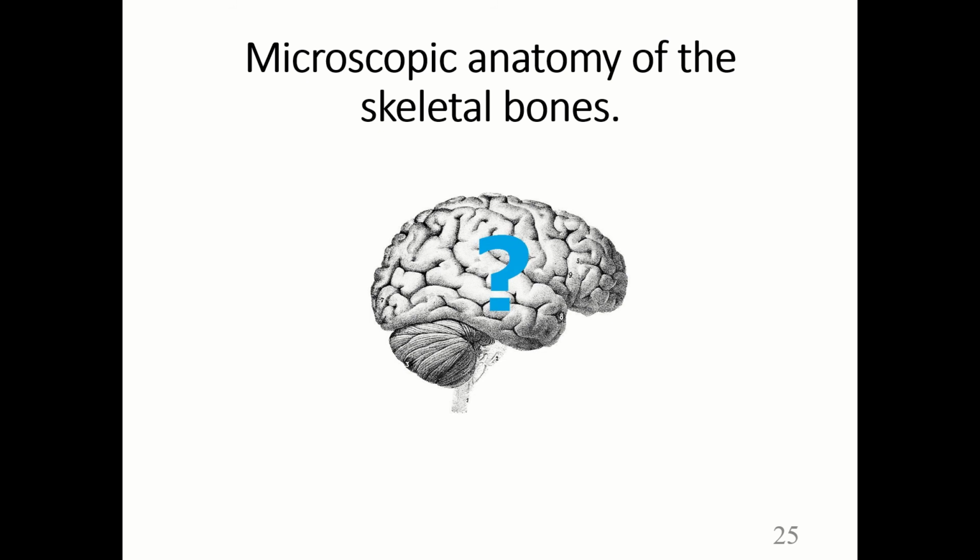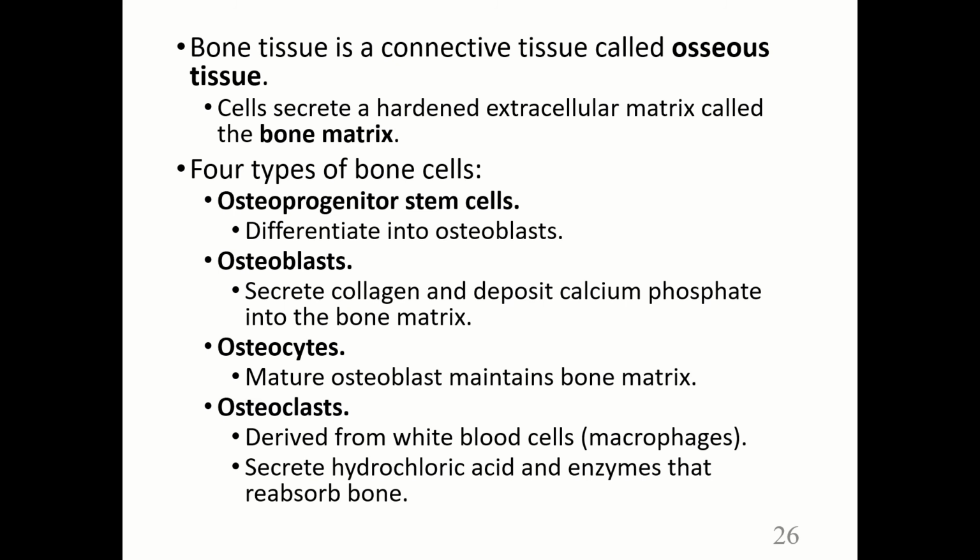Now let's take a closer look at the anatomy of the skeletal bones and go microscopic. Bone tissue is a connective tissue called osseous tissue. Cells secrete a hardened extracellular matrix called the bone matrix. Remember, connective tissue has an extracellular matrix that is non-living. Within the extracellular matrix there will be bone cells, and there are 4 types of bone cells: the osteoprogenitor stem cells, osteoblasts, osteocytes, and osteoclasts.